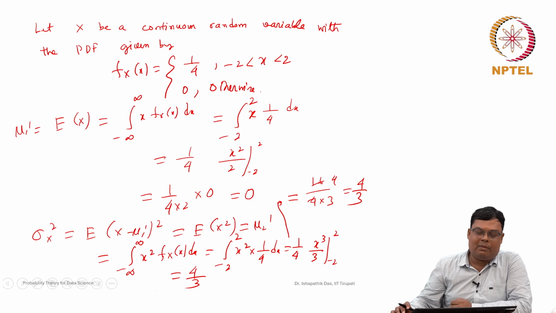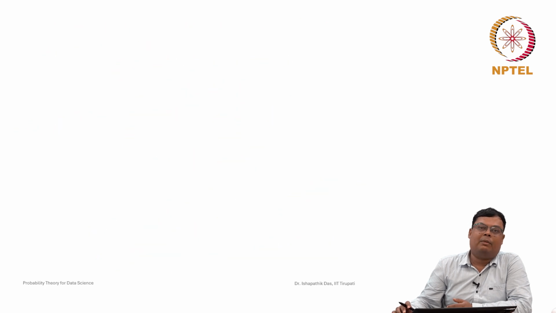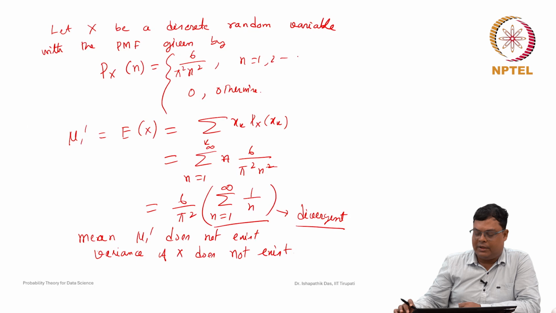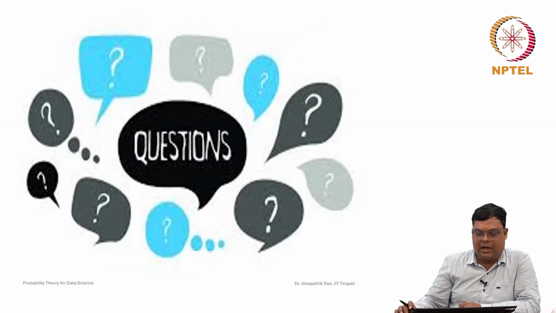Now, I hope you have understood how to find the mean and variance for the discrete random variable and the continuous random variable, and we also gave one example of a discrete random variable where the mean and variance do not exist. Let us consider this continuous random variable, another density function we discussed here.